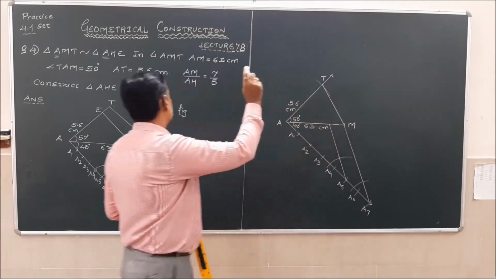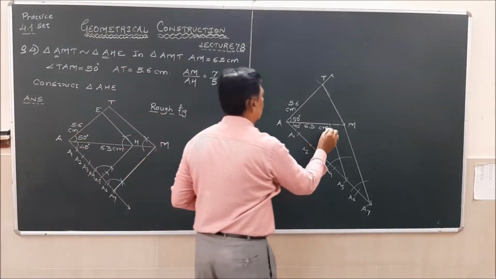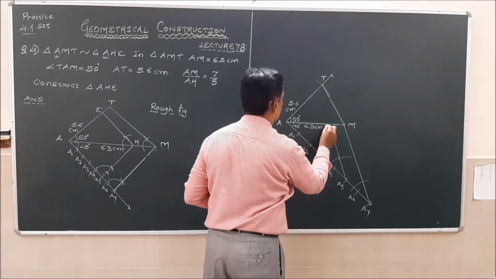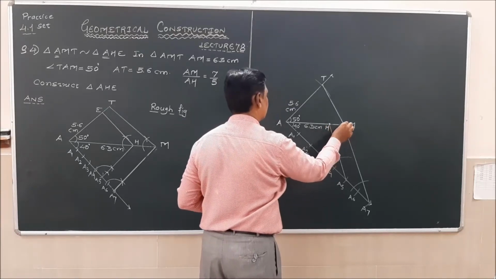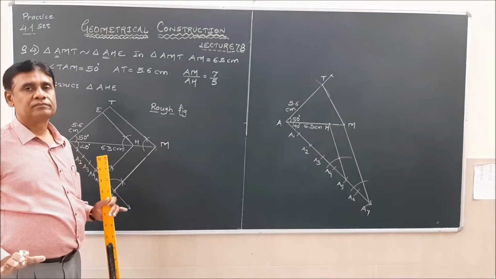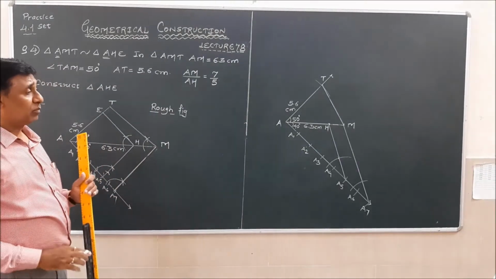M is congruent with H. So this is point H. This is one edge. Okay. So this is how you obtain point H. Now next point.